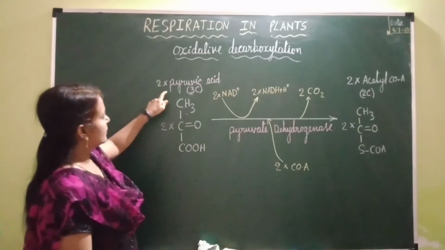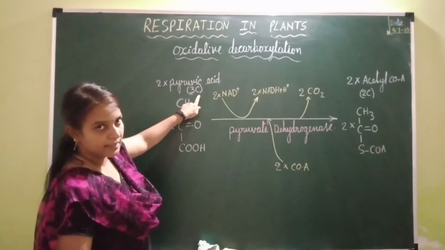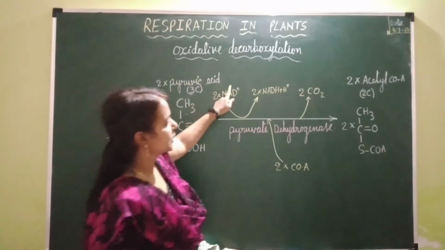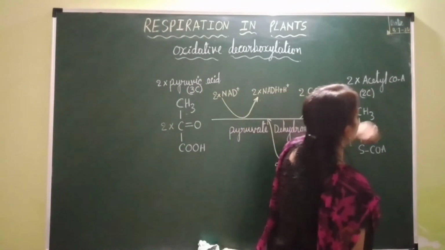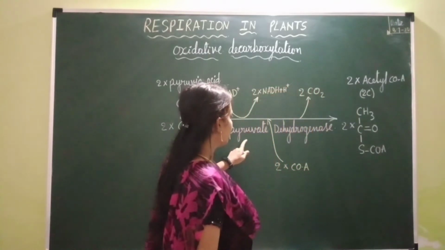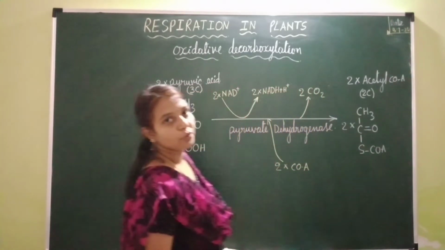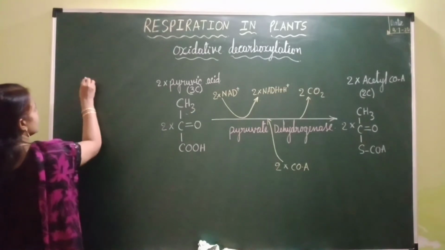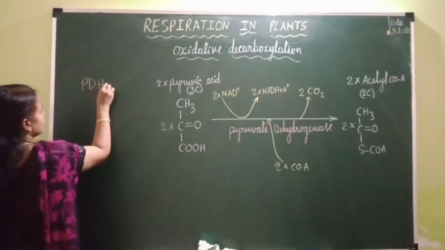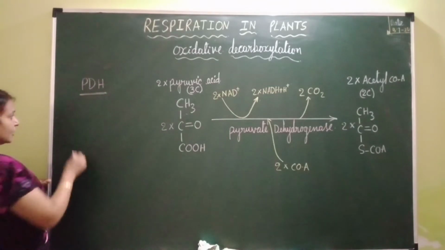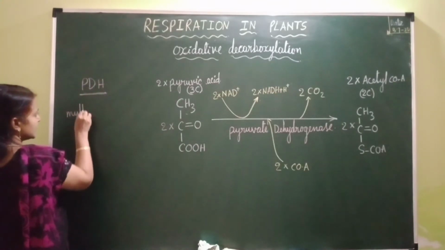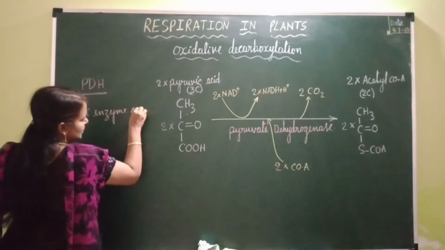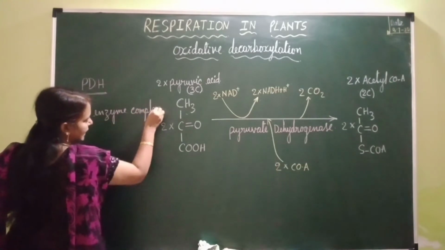During oxidative decarboxylation, two molecules of pyruvic acid, a 3-carbon compound, undergo oxidative decarboxylation into two molecules of acetyl coenzyme A. This step is catalyzed by the enzyme pyruvate dehydrogenase. This pyruvate dehydrogenase, PDH, is a multi-enzyme complex, because it consists of three enzymes in it.